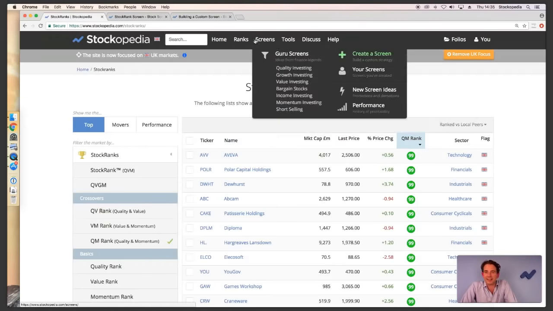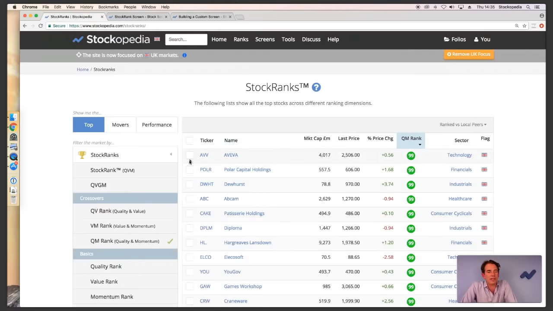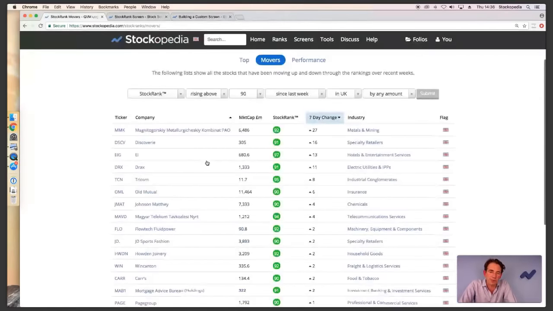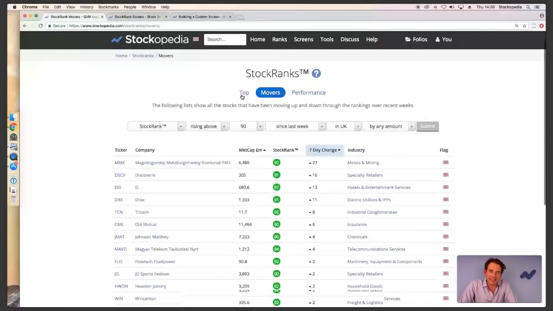So once again, whenever you've done a screen or anything, you can use those check boxes and put them in your portfolio. Now, I mentioned Ian Wright earlier, and it reminded me of the other thing you can do with the ranks, which is go and look at the movers. He told me recently that what he does every day is he goes to this page, StockRank Movers, and using this page, he will scan it every day for big changes in StockRank. This is a very useful feature.